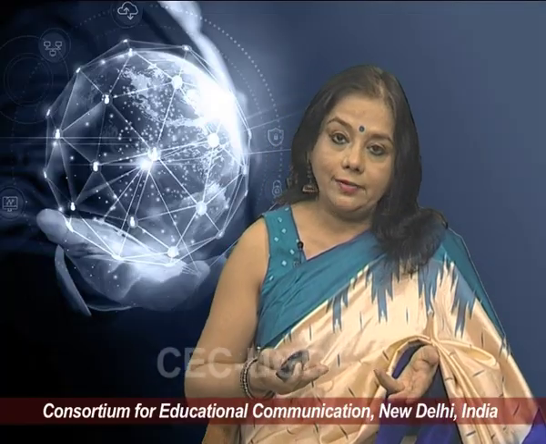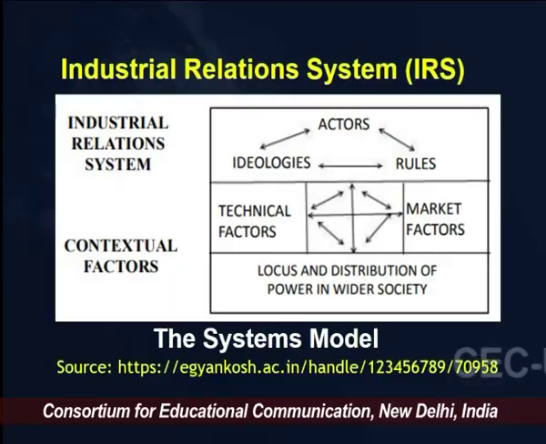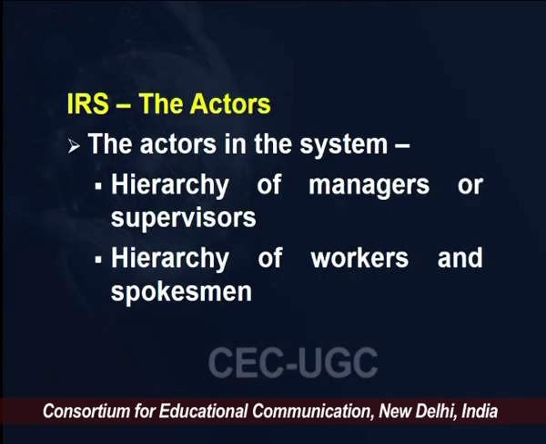So, there are 3 elements, that is actors, ideologies, rules, and then there are contextual factors like technical factors and market factors, and that leads to locus and distribution of power in the wider society. So, let us discuss each of these elements in detail. So, first of all, the actors.